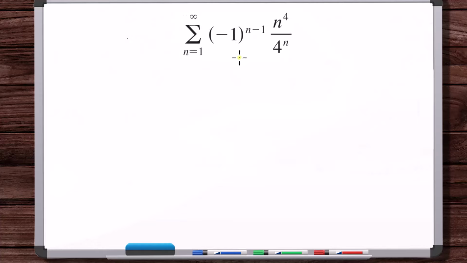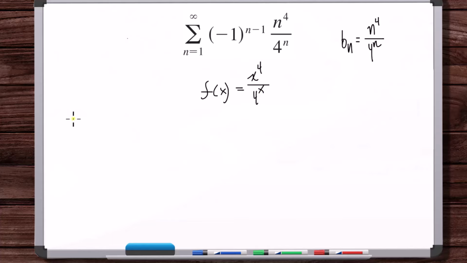Okay, same idea as the previous problem. Here, what we need to check is, is this actually an alternating series? This is going to be always positive, so yes, this is an alternating series. Let's do the alternating series test. Okay, now is this decreasing? Let's see. If we replace n with x, that's okay.